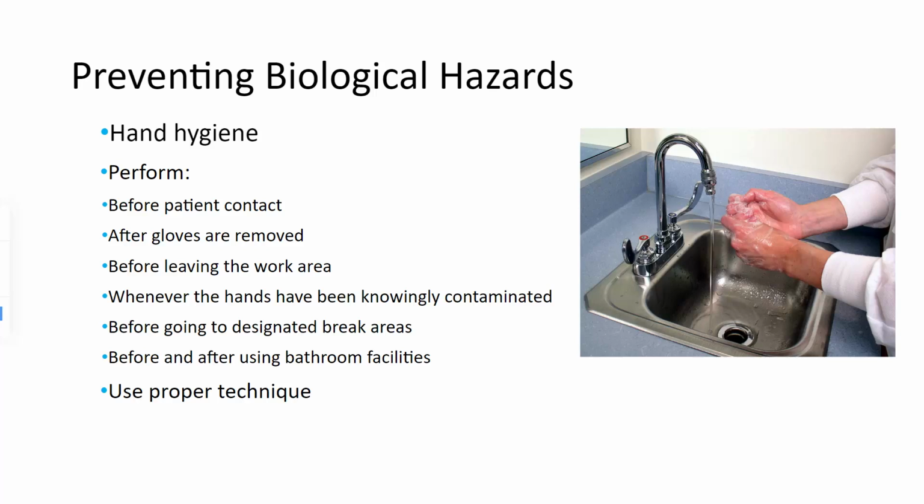So focusing on biological hazards, one way to prevent biological hazards would be hand hygiene. You want to perform before you touch a patient, after the gloves are removed, before leaving the work area, whenever the hands have been knowingly contaminated, before going to designated break areas, before and after using bathroom facilities, and you want to make sure to use proper technique. You want to wash thoroughly and scrub under the nails for a minimum of 15 seconds.